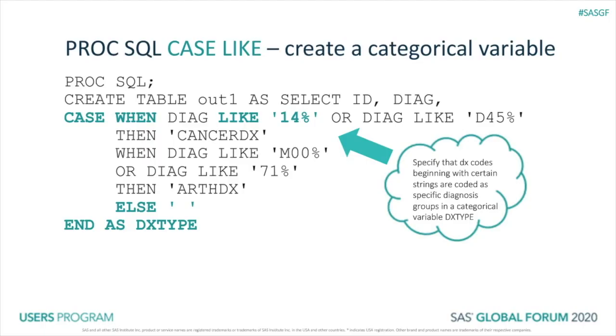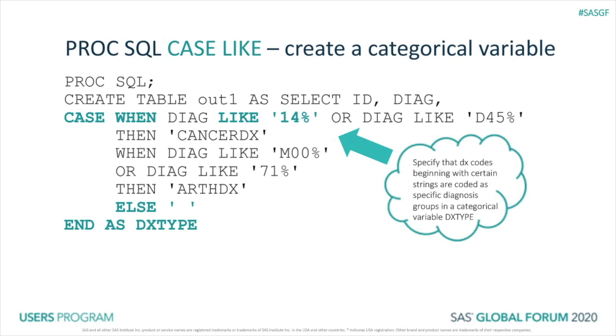Now we're going to talk about using PROC SQL in conjunction with the case when statement and the like operator to create variables. The code that I'm going to show you features using the like operator with OR operators and case when to create two types of variables.